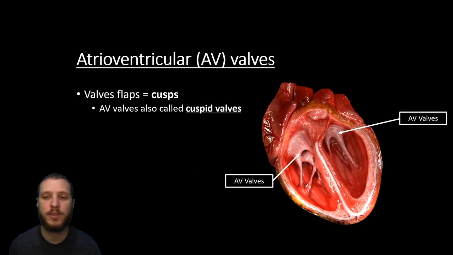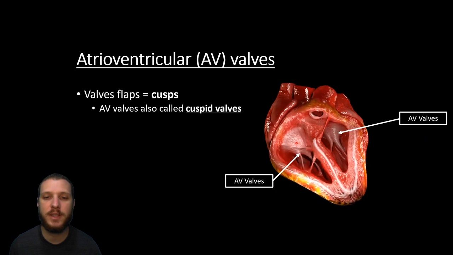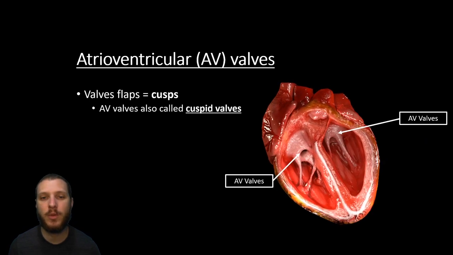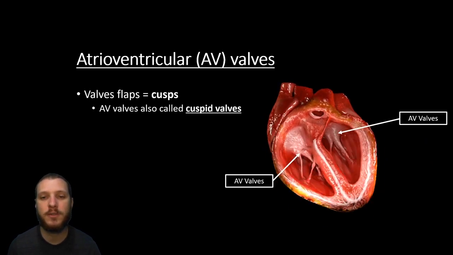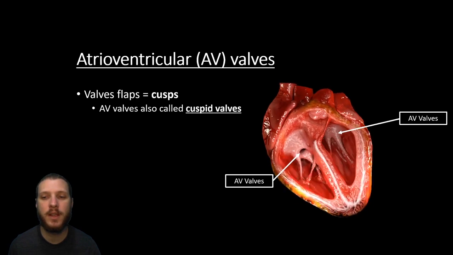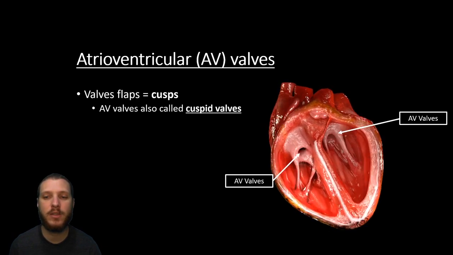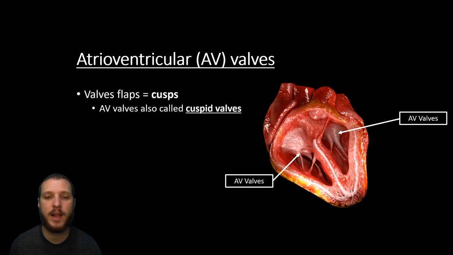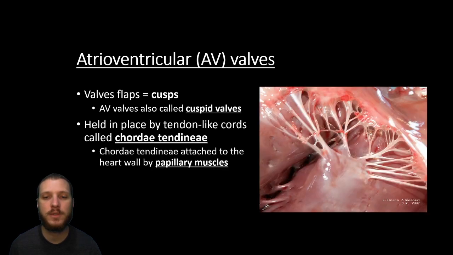So if you notice, there's going to be distinct flaps that we see on these AV valves, and these are going to be what we call cusps. So AV valves are also called cuspid valves, and they're not quite identical on the right side of the body. First, you can also see what allows them to open and close is these cord-like tendons called chordae tendineae. So as these papillary muscles of the heart beat, it's going to pull on these tendons, and it's going to cause those valves to open and close.